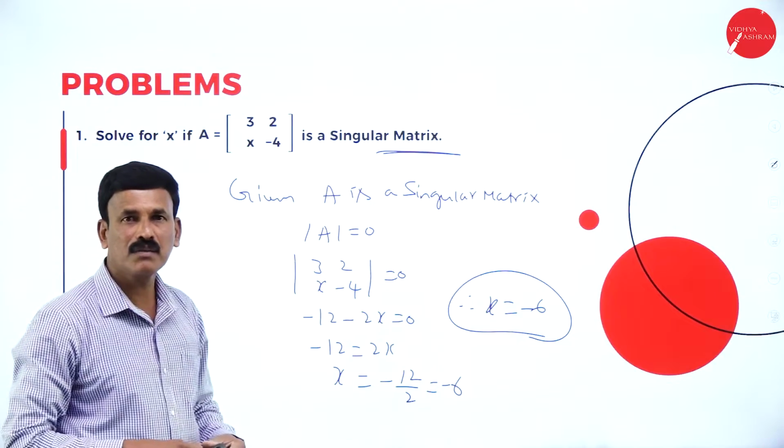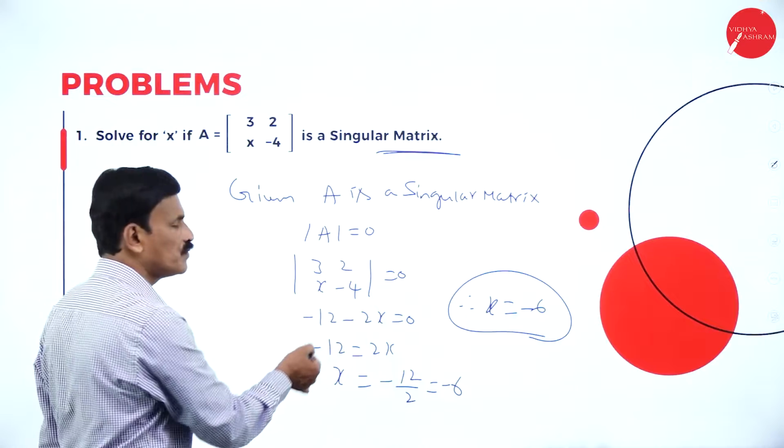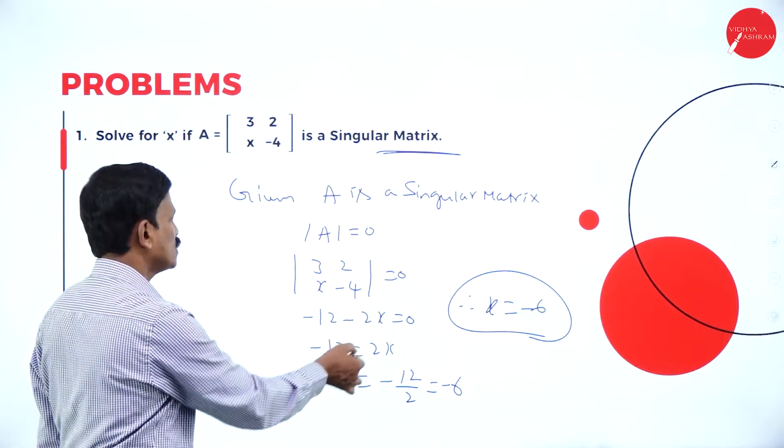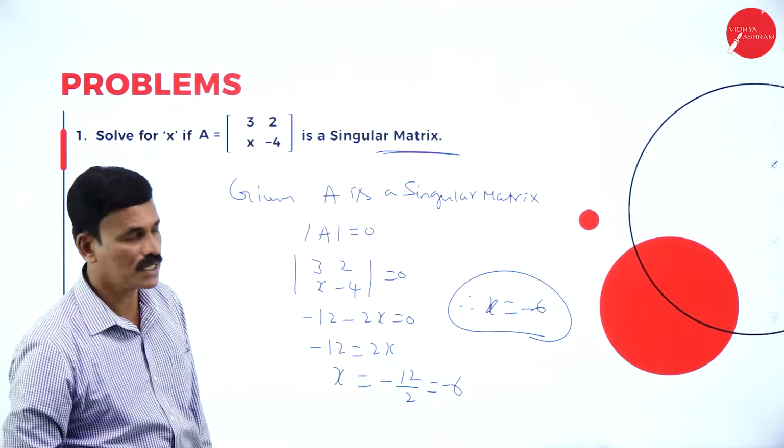Since A is a singular matrix, it means the determinant of A is equal to 0. Equate to 0. 3 into 4 is 12, minus 2x is equal to 0. 2x is equal to 12. x is equal to 12 by 2, which is 6.